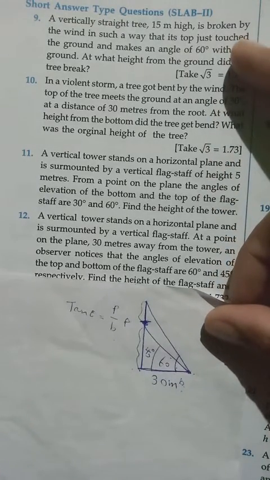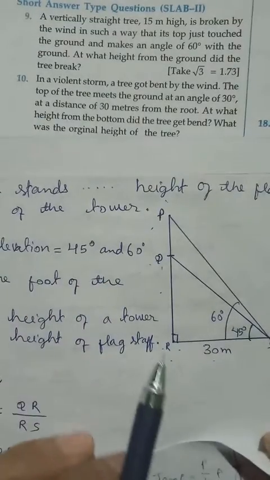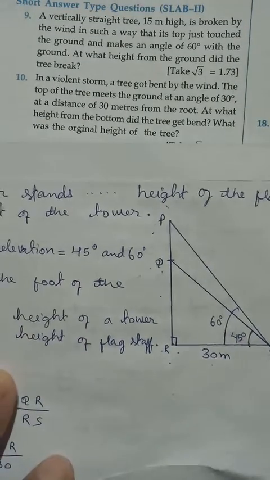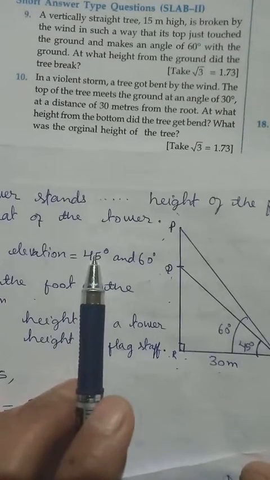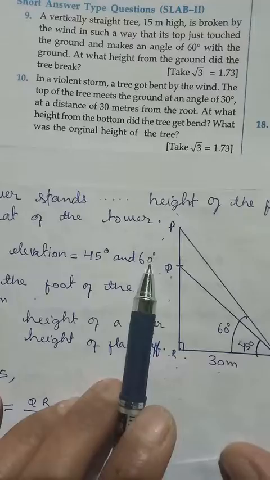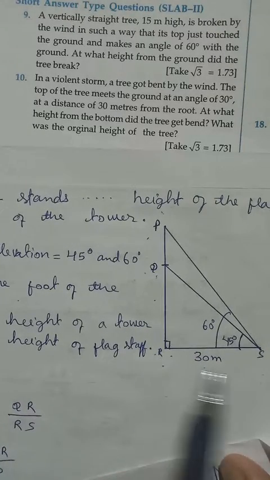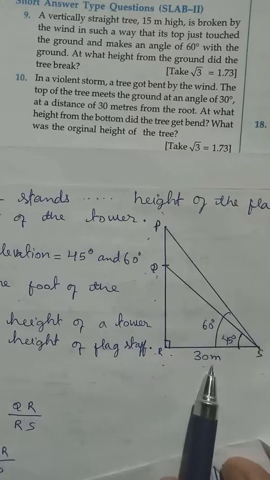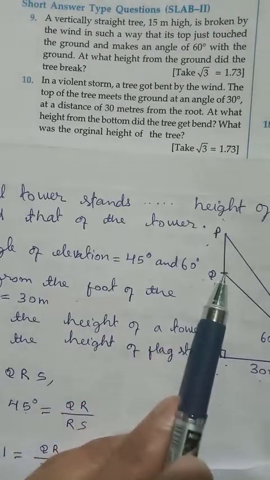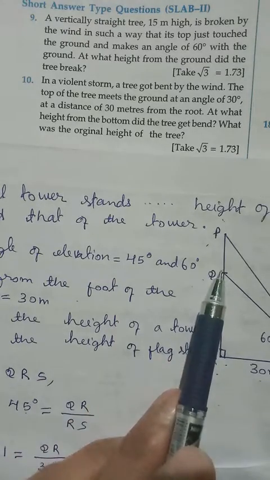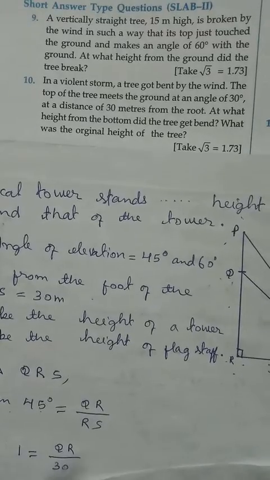So let's solve it now. We can name them now as P, Q, R, S. Draw properly. So you can write, the given angle of elevation is 45 degree and 60 degree. Then the distance from the foot of the tower, RS in this figure, is equal to 30 m. We want to find the height of the flagstaff. We consider it to be PQ. Then the height of the tower, we consider it to be QR.